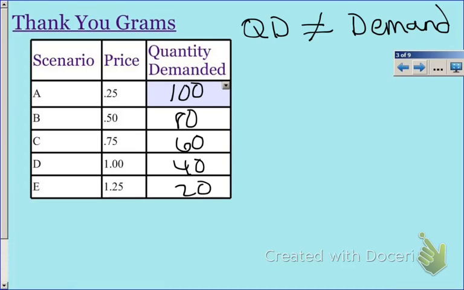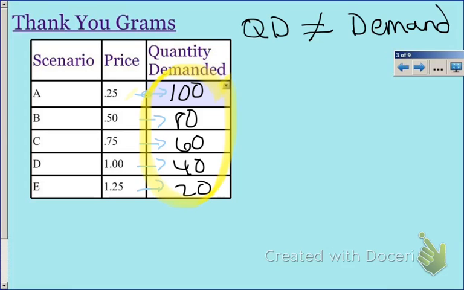To make it a little bit clearer, quantity demanded is at each specific price. So that's a quantity demanded at this price. That is the quantity demanded at this price. That's the quantity demanded at 75 cents. That's the quantity demanded at $1. The whole demand is this right here. It's our willingness to purchase at an array of price levels. It's the whole picture.